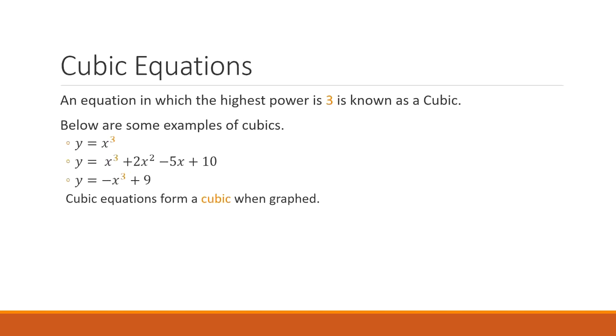We've got y equals x cubed, so 3. Y equals x cubed plus 2x squared minus 5x plus 10. And y equals negative x cubed plus 3. So cubic equations form a cubic when they're graphed, and these have a highest power of 3 for the variable.